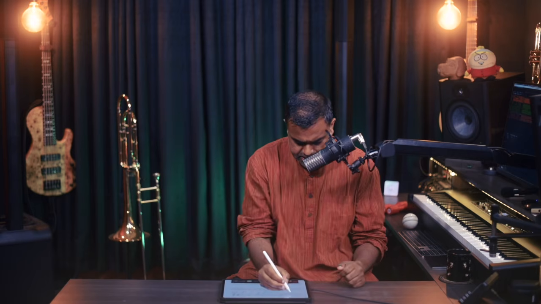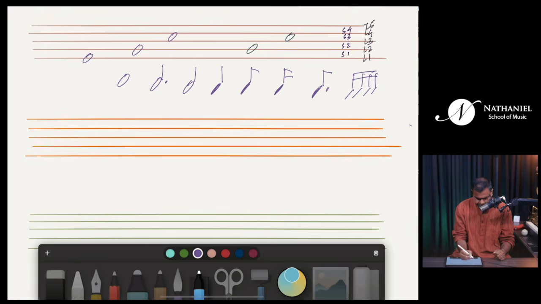So for instance, if I want to play a line note here, that's fine. But what if I want a line note here? That's an extra. What if I want to add a line note here? That's an extra. So we call that a ledger line. I could even draw a space on top there.